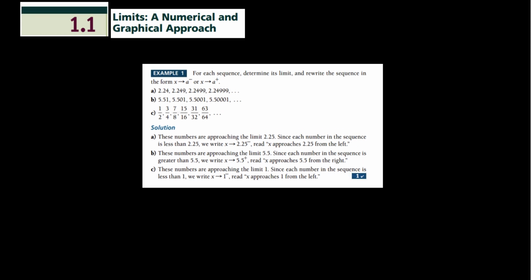All right. So example 1 reads: for each sequence, determine its limit. Rewrite the sequence in the form x approaches a from the left or x approaches a from the right. Right? x approaches a minus, x approaches a plus. Okay, we can talk through these.